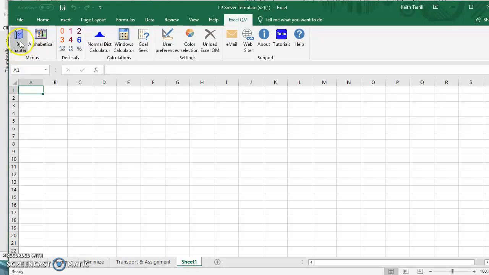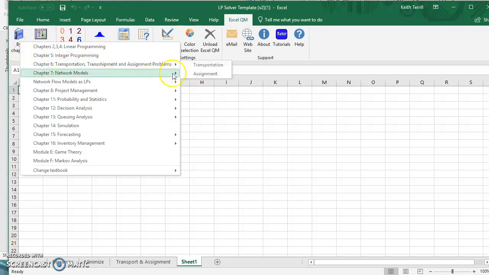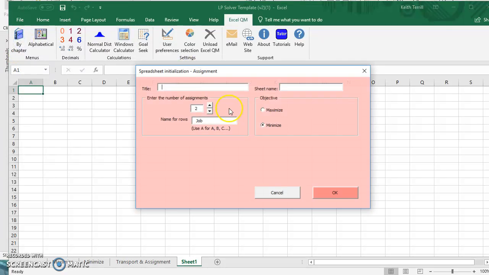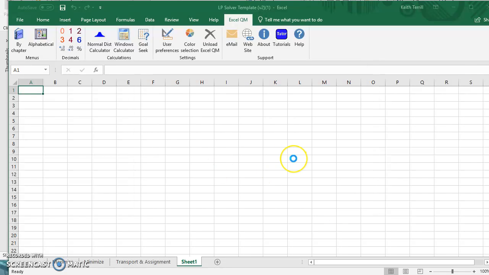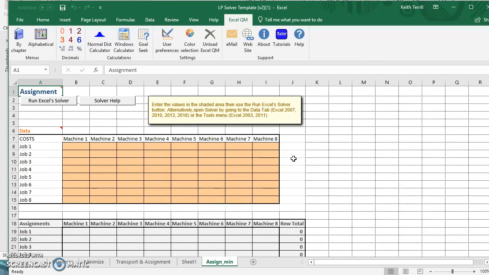So one thing you might jump into is pulling up our QM software and pulling up an assignment problem. Well, I've got 8 assignments, I guess. So that's not quite right. I kind of need more functionality than this. And if I pull this up, I don't know what I'm going to get.